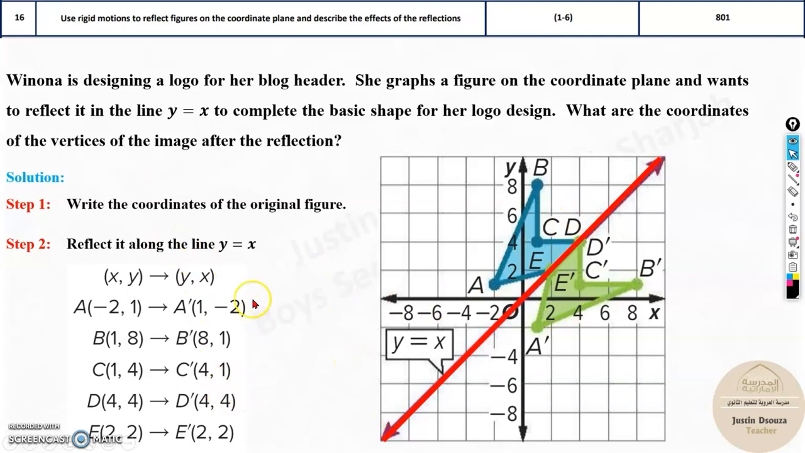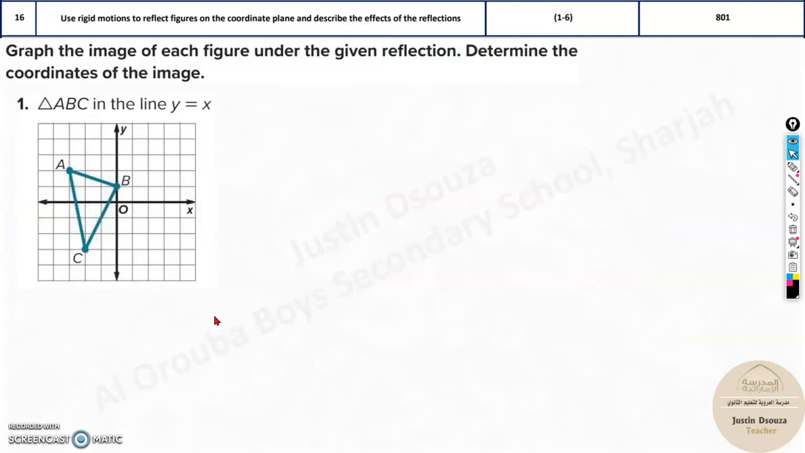So this is it. You reflect along y equals x along this line. Make sure you swap the coordinates. This is the easiest of all if it's the y equals x line. It's a 45-degree slanted line like this, and it will reflect everything just by changing the coordinates. You can always use this formula.